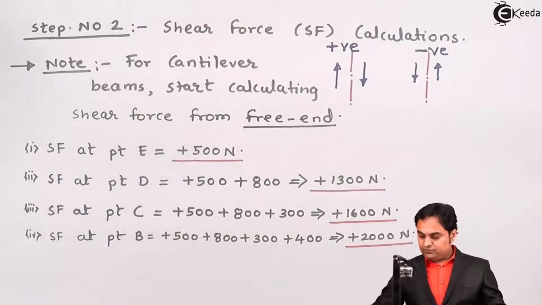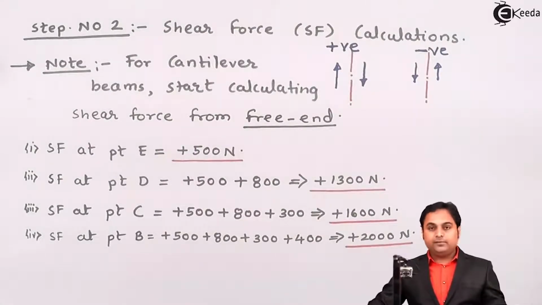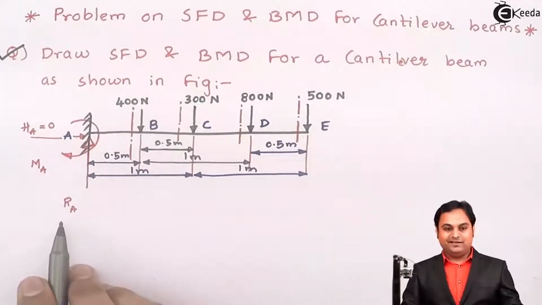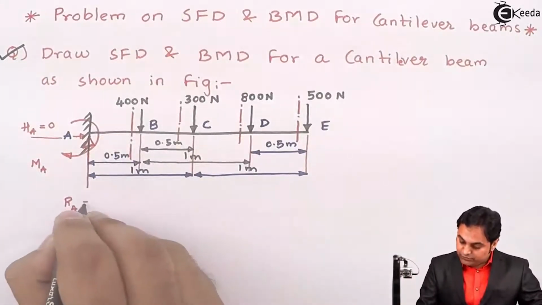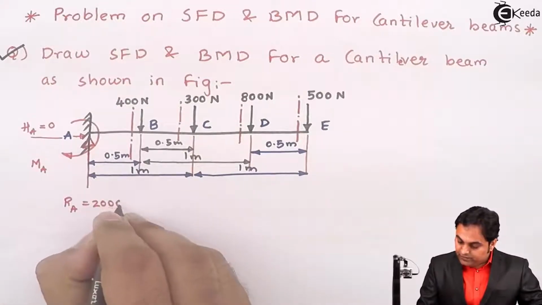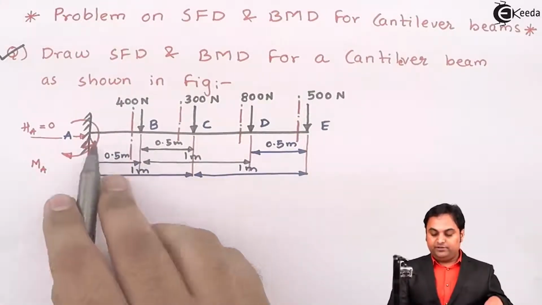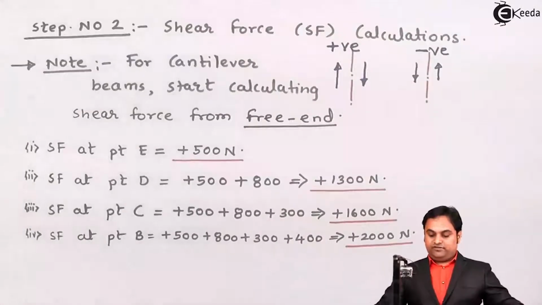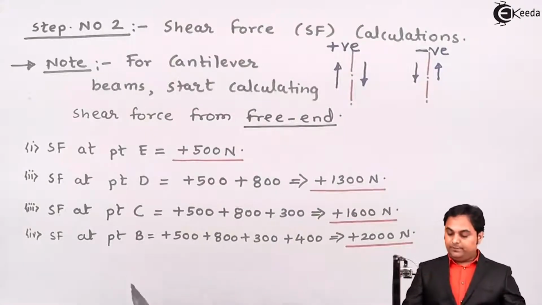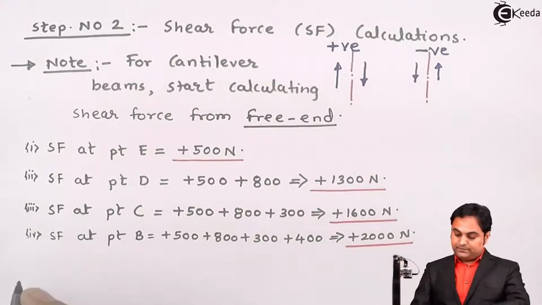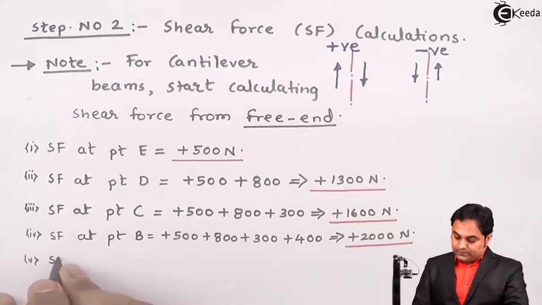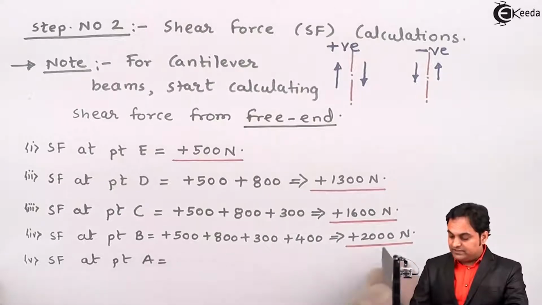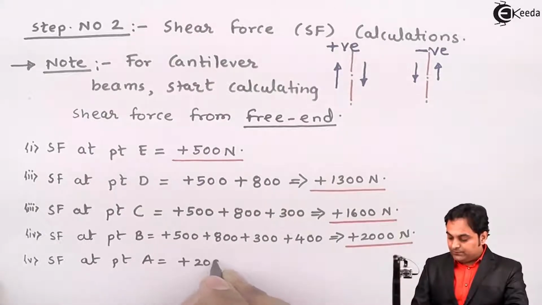Now, this shear force value will remain constant from B to A, and if I see here, reaction at A was also 2000, so the value of shear force between B to A will remain 2000 Newton. So here we have found out the shear force value at point B, and then at last, shear force at point A will also be the same, plus 2000 Newton.